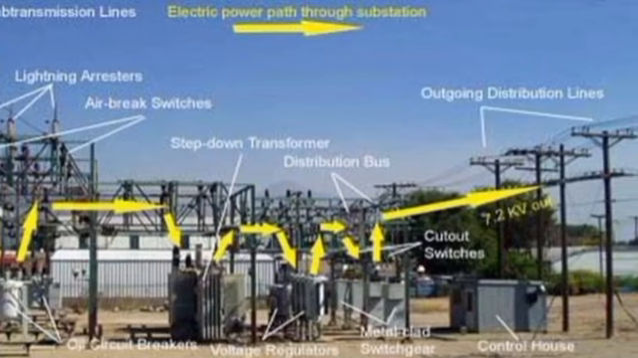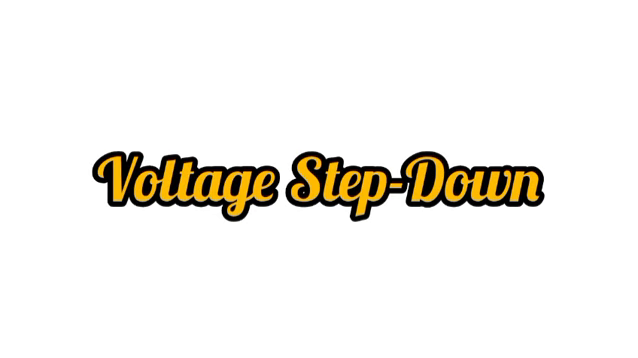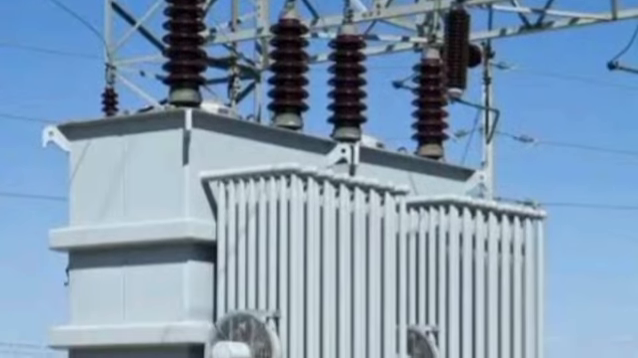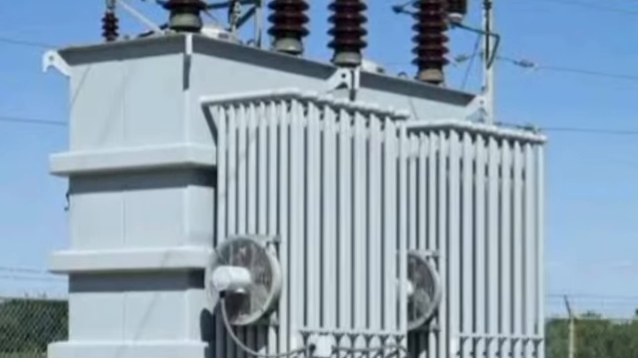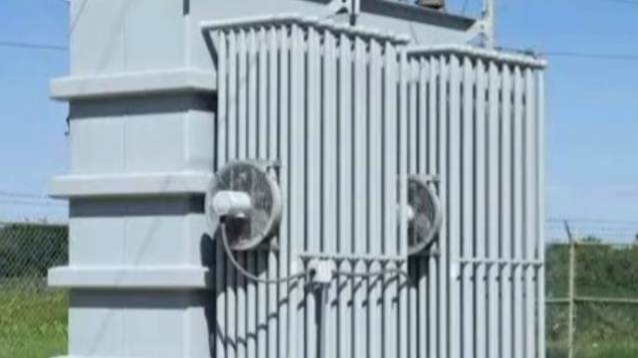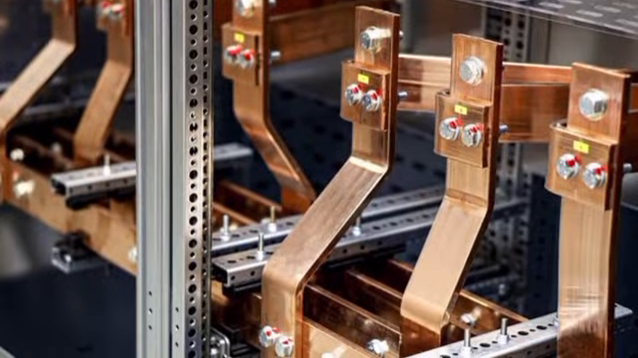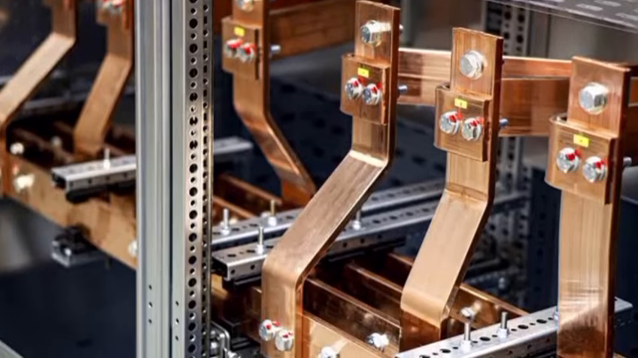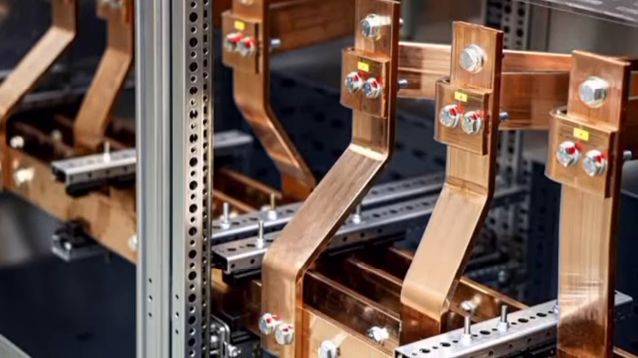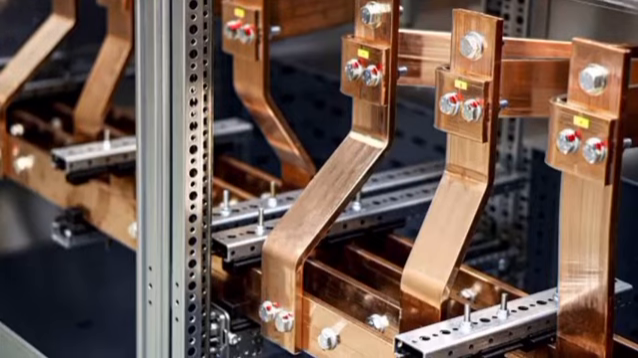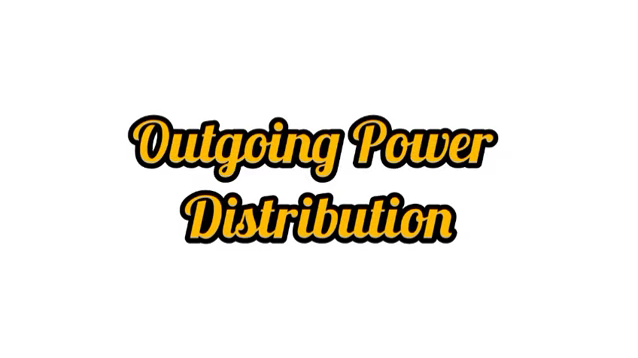safely controlled and isolated. Voltage step down. The power transformer steps down the incoming voltage to 132 kV for distribution to lower voltage substations. Transformers are fitted with tap changers to regulate voltage levels based on load variations. Bus bar distribution. The power is distributed via bus bars to various outgoing circuits. Protection systems monitor the current and voltage, and in case of any faults, the circuit breakers are triggered to isolate the fault.